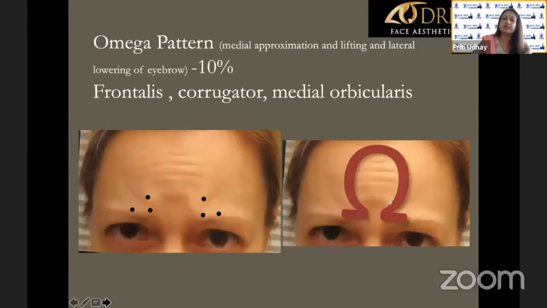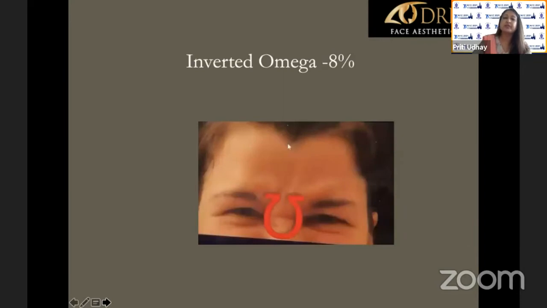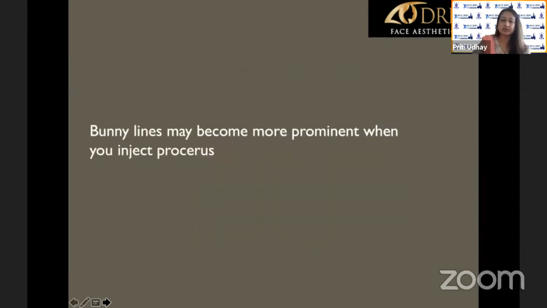And when you have this omega pattern, your frontalis is also acting. So you need to go a little higher and give the frontalis and corrugator. And procerus need not be given in this kind of a pattern. In the inverted omega pattern, you have the nasalis and the procerus more active along with the corrugator, which needs to be injected. Now, whenever you knock off one set of muscles, the other set will get hyperactive sometimes.